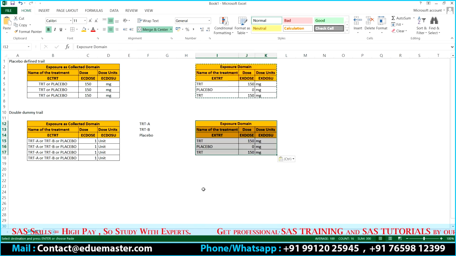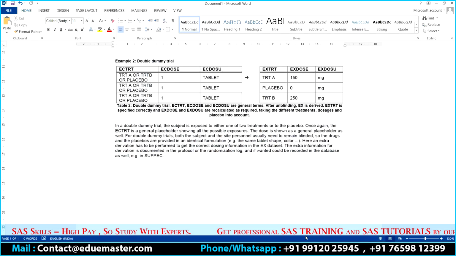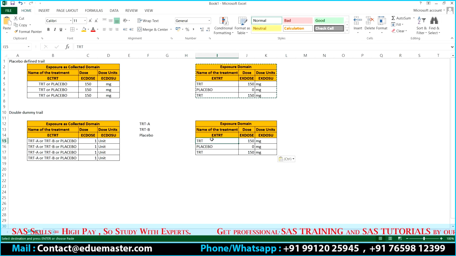You understand now what I'm trying to say? Here you don't know whether it is treatment A, treatment B, or placebo. But when it comes to the exposure domain, it is pretty much clear. Let's say the first guy got treatment A, which is a 150 mg tablet, dosage equal to 150, units equal to mg. The second guy got only placebo, no dosage at all. The third guy again got treatment A, 150 mg. The last guy got treatment B, let's say 300 mg.